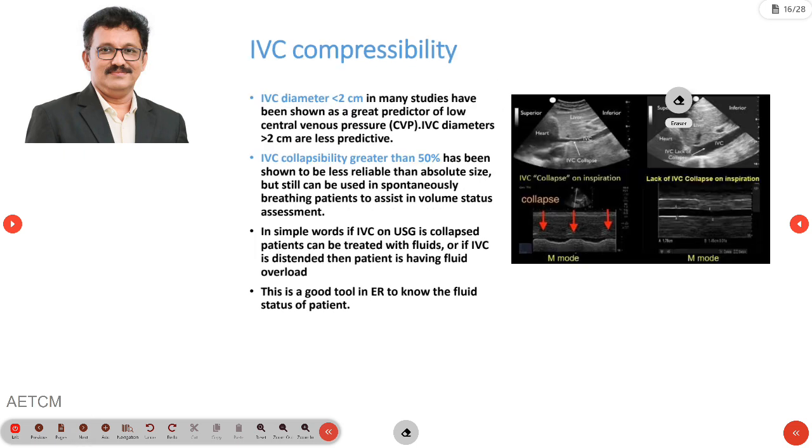Now, IVC compressibility is a very important test in the emergency room to know whether the patient is having volume loss or volume expansion. You can see the IVC, whether it is compressed or full. If it is compressed like this, we can give more fluid. Collapse is IVC collapse. If it is full like this, it may be dangerous to give fluids to that patient.